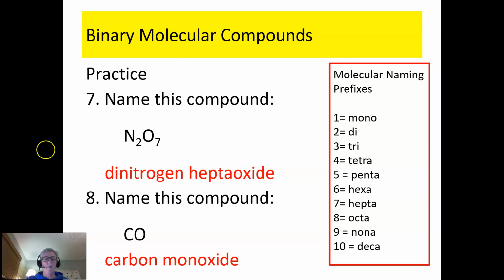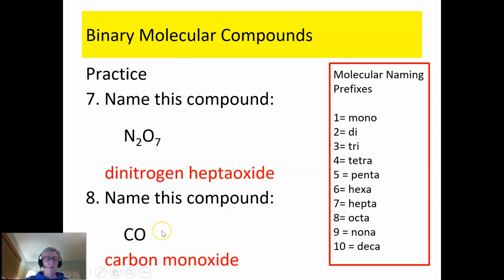All right, number 7, N2O7. If you have 2 of something, you use di. If you have 7 of something, you use hepta. So this would be called dinitrogen heptaoxide. Sometimes if there's 2 vowels in the middle like that, we might drop one of them. So you could say heptoxide or heptaoxide. I think your teacher would take either one.